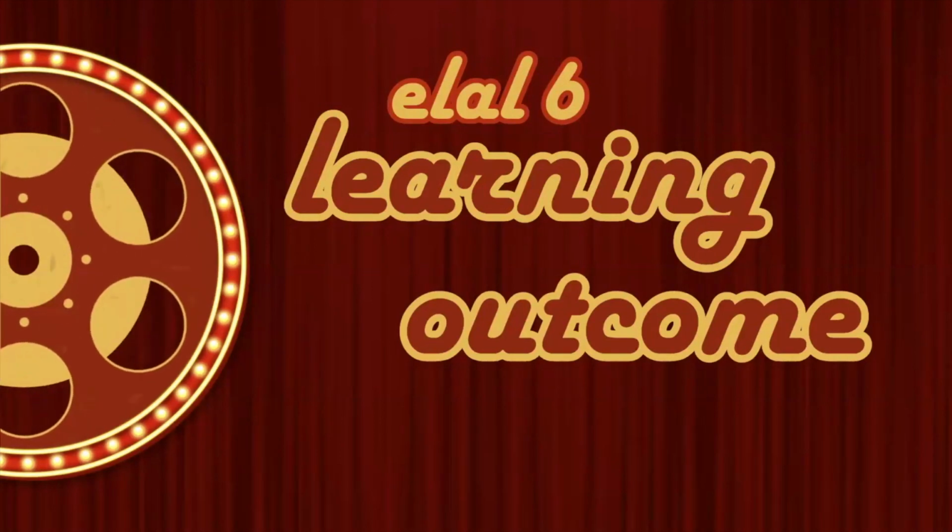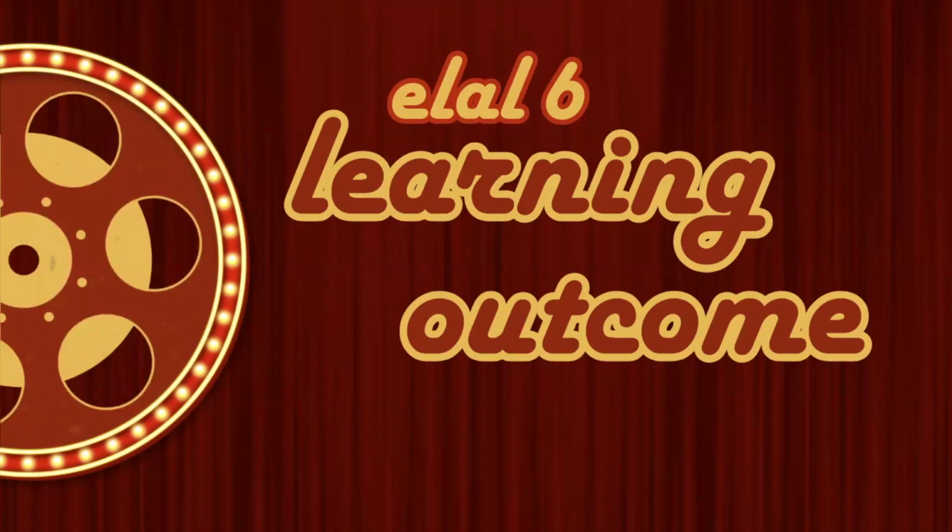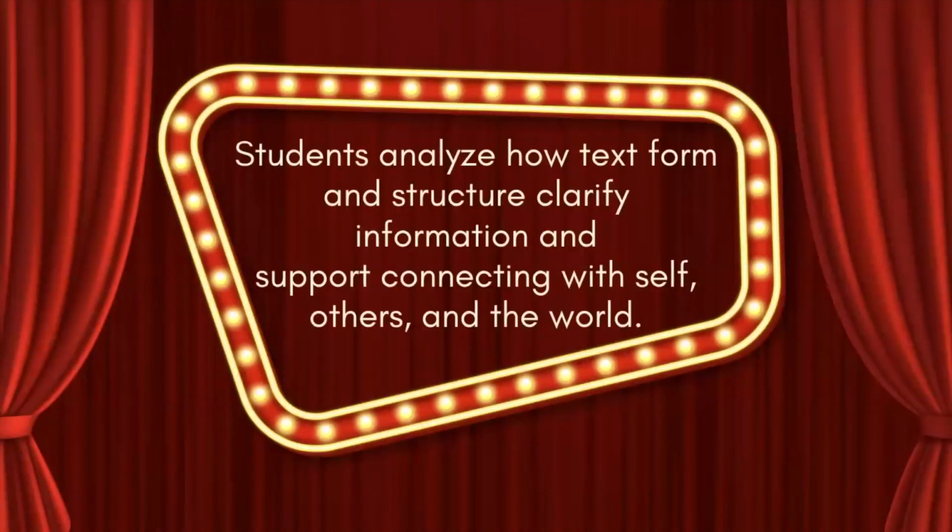What about grade 6? The learning outcome in grade 6 gets slightly more complicated in that we need to see how text form and structure, so those same terms are coming up again, clarifies information and supports the connections we can make with self, others, and the world. So in grade 5, we were looking at how the format and the organization support and enhance communication. And we're leveling it up in grade 6 to talk about how that form or format and organization clarifies information and helps us build connections.